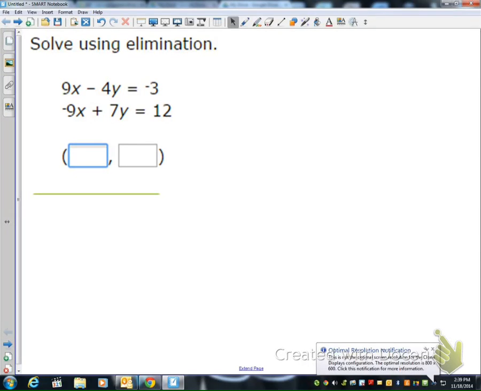So the one thing you need with elimination is for a specific variable to have the same coefficient, preferably the same coefficient with opposite signs, one positive and one negative. You can do it either way. My preference, though, is to have a positive version. So here we have 9x and here we have negative 9x.